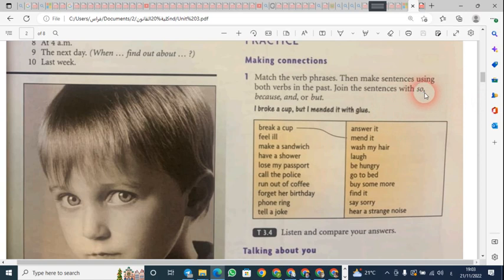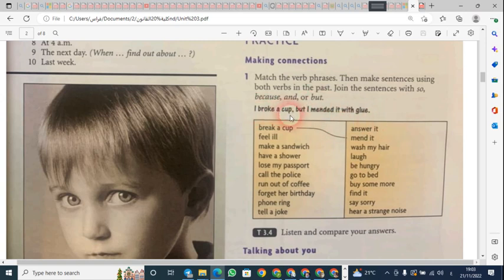So لذلك أو هكذا. Because لهذا السبب أو لذلك and which means where and finally but which means لكن.